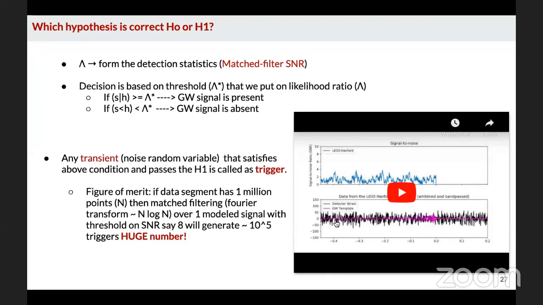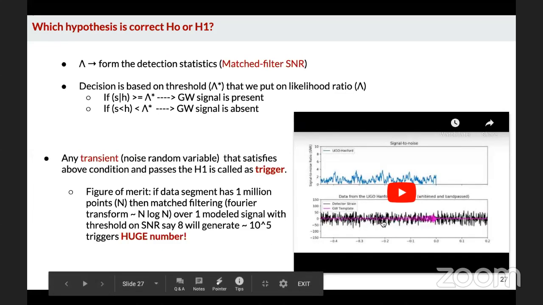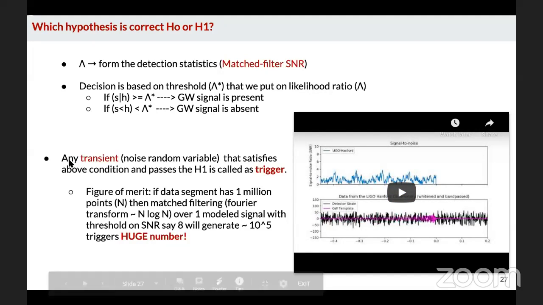Now, because the data spans months, and this basically corresponds to millions of points, we are generating too many triggers. We are generating too many signals. So what is happening? Any transient noise. This is the data, and it has many transient noise. Any transient noise that satisfies the above condition, the match filter statistics, and also passes this decision criteria, basically gives rise to a trigger.